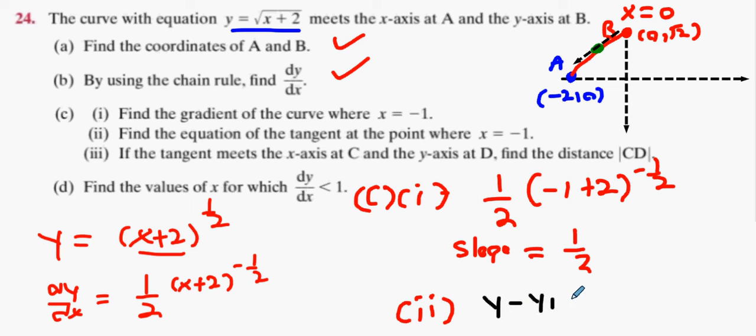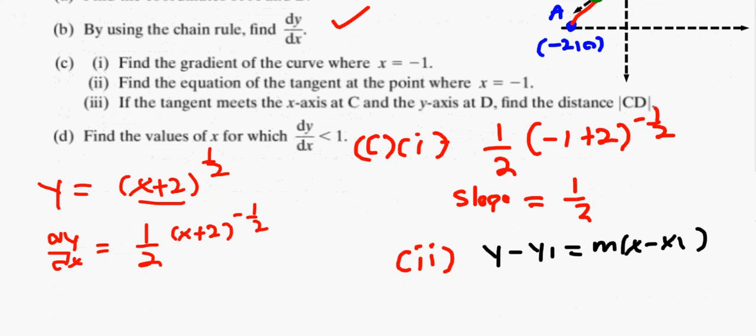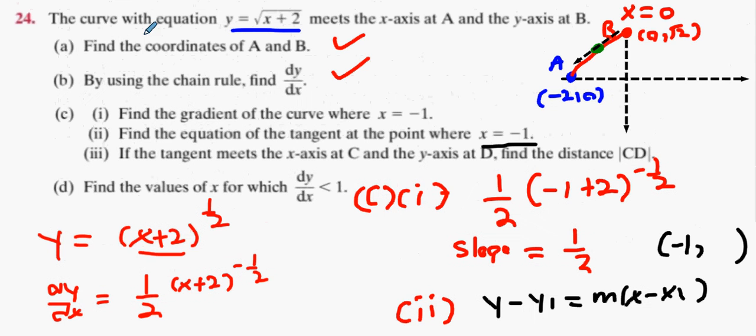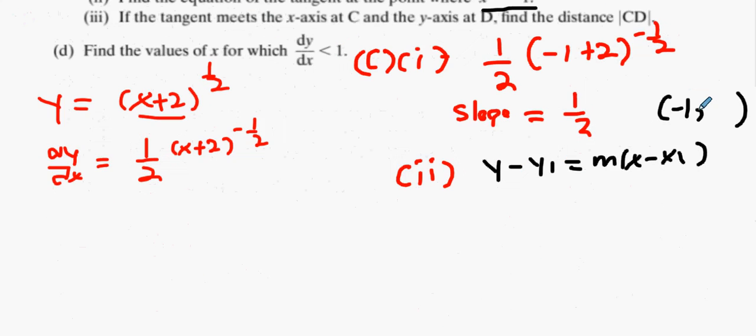y minus y1 equals m into x minus x1. The tangent is a straight line. What point does the tangent go through? We know it goes through the point where x is minus 1. But we don't know the y value, do we? How do you find the y value, Heyman? Go back to the original formula and replace x with minus 1. And you end up getting y equals 1. Now you know your point is (-1, 1).